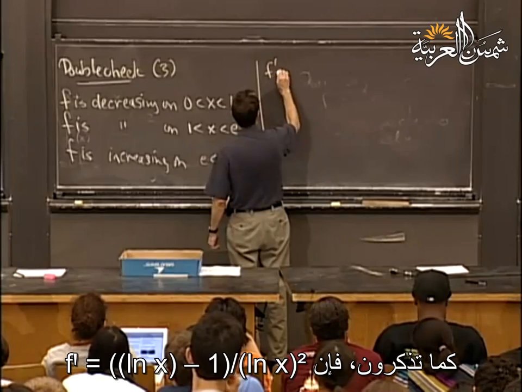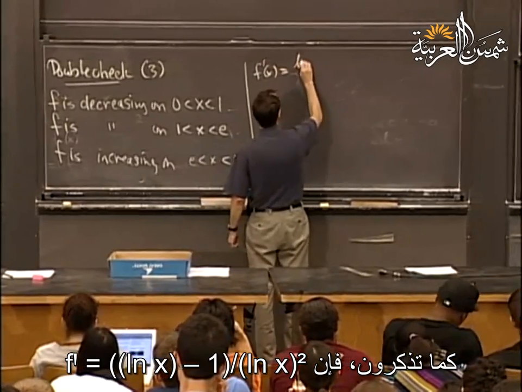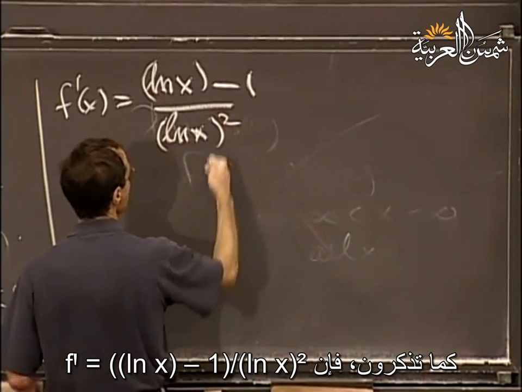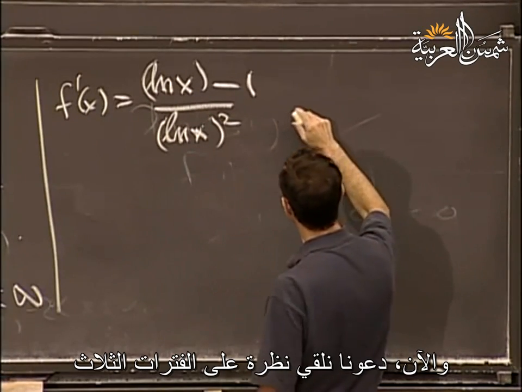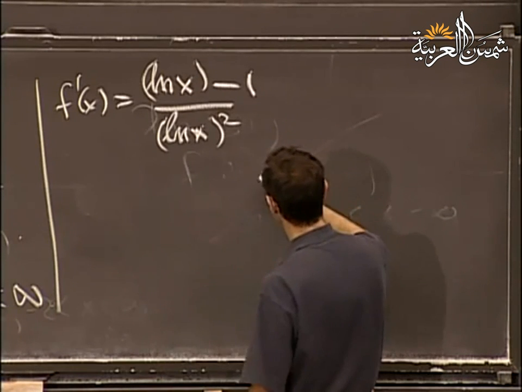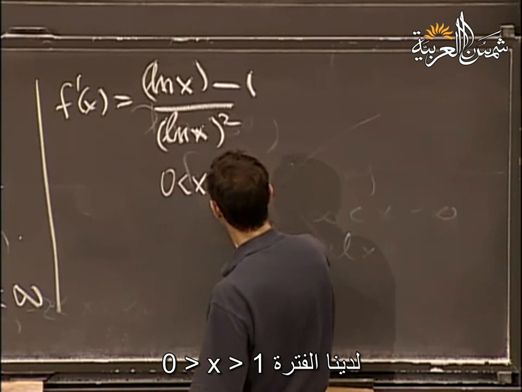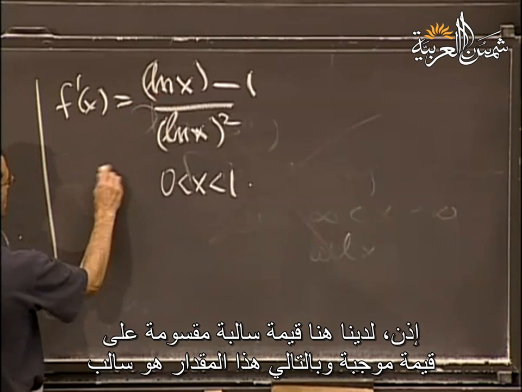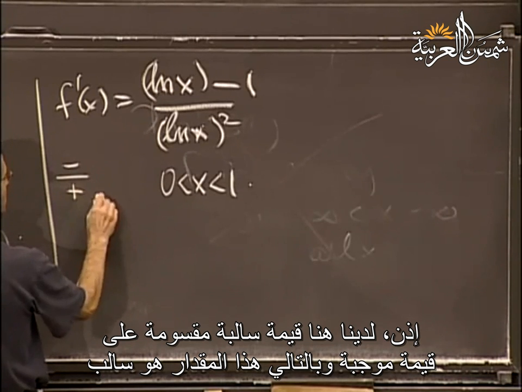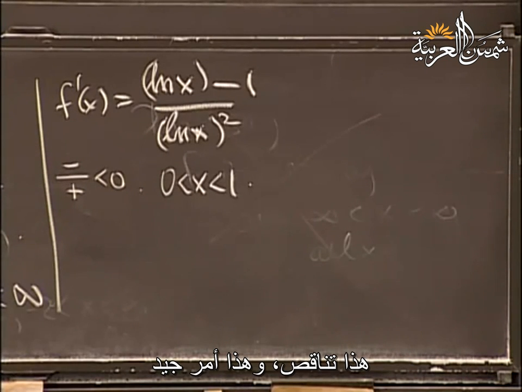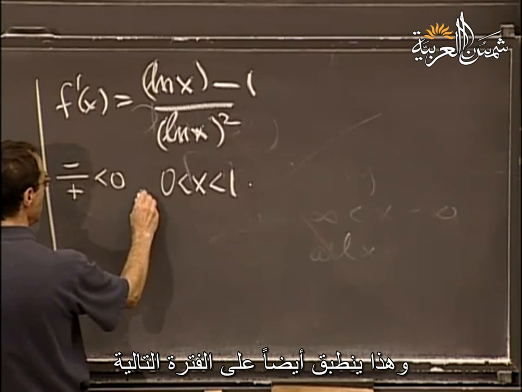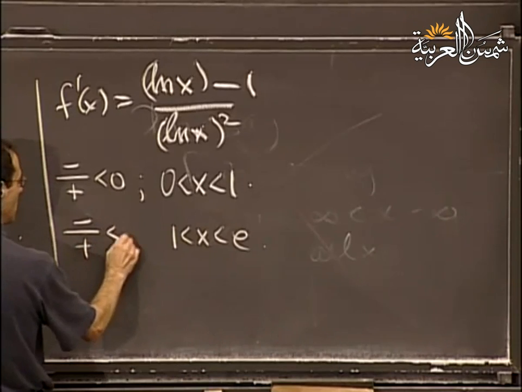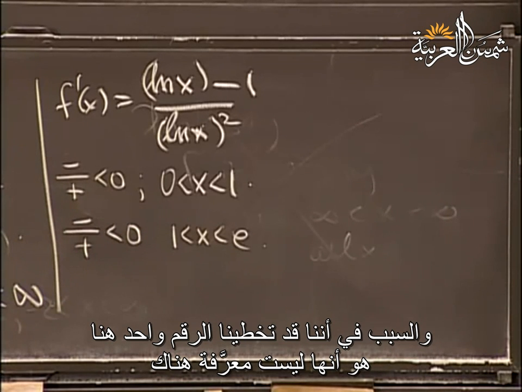The numerator, so f prime, remember, was log x minus 1 divided by log x squared, the quantity squared. So the denominator is positive. So let's just take a look at the 3 ranges. So we have 0 less than x less than 1. And on that range, the logarithm is negative. So this is negative divided by positive, which is negative. That's decreasing. That's good. And in fact, that also works on the next range, 1 less than x less than e. It's negative divided by positive. And the only reason why we skipped 1, again, is that it's undefined there.